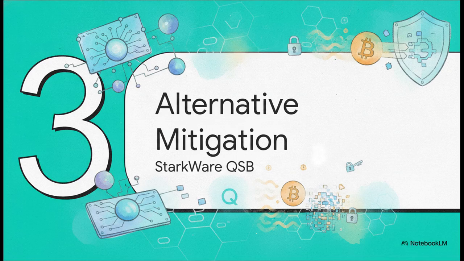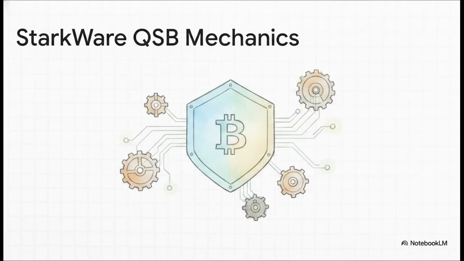Section 3. Alternative mitigation. Thankfully, a heavy network-wide mandate is not the only option on the table. Let's shift gears and evaluate the primary alternative that's making waves right now. Avi Levy's Starkware Quantum Secure Bitcoin Transactions, or QSB. Starkware's QSB provides an incredibly elegant, localized shield.